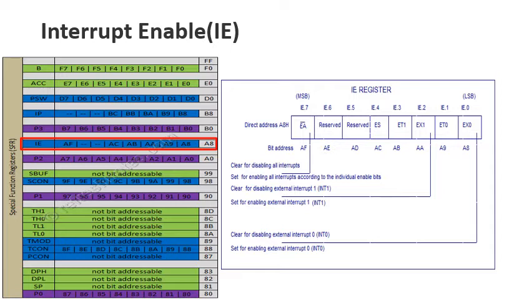The ES bit enables serial communication interrupts when 1 is inserted into it and is disabled when the value is 0. ET1 enables the interrupt for timer 1 when it is set to 1 and is disabled when it is 0. EX1, this bit is used to enable external interrupt 1. ET0, this bit is used to enable the interrupt for timer 0. EX0, it is used to enable the external interrupt 0, and the rest of the bits can be used by the programmer.